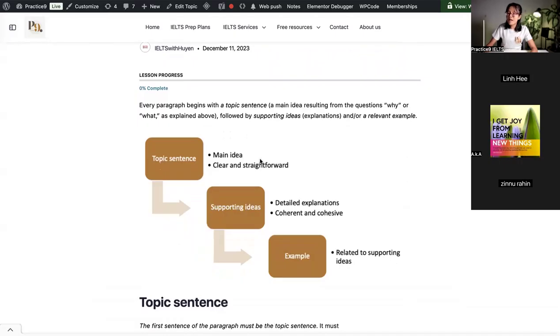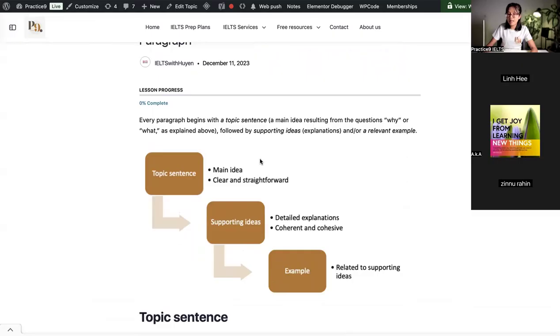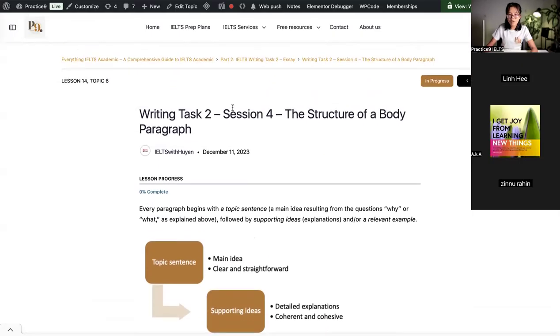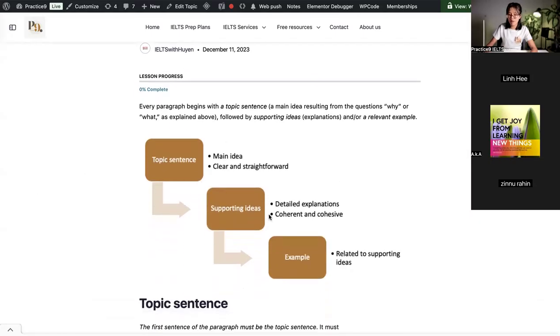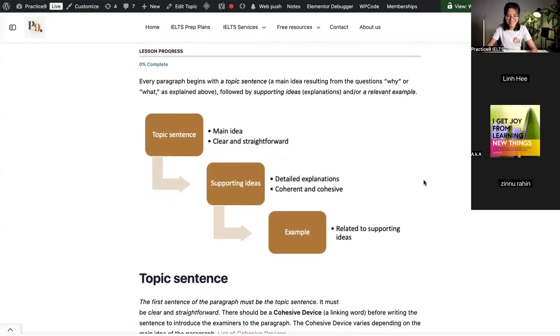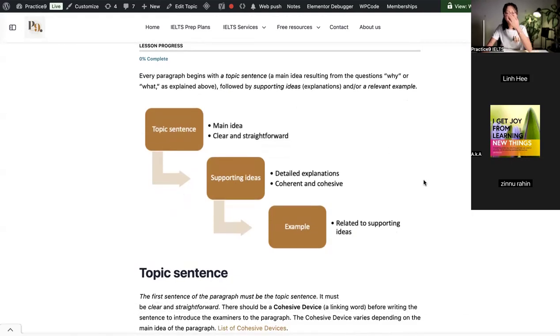Basically the structure of the body paragraph in IELTS writing task 2 follows this one. We have different approaches to write this body paragraph, and I will talk about it very quickly. This is in my material for my clients, unfortunately cannot share. Please don't take screenshots. Somebody already stole my materials and spread everywhere. I feel very unfair about this, but what to do now?